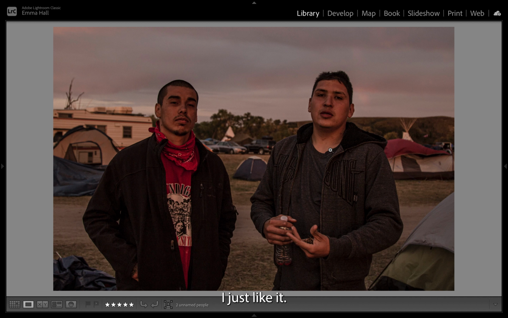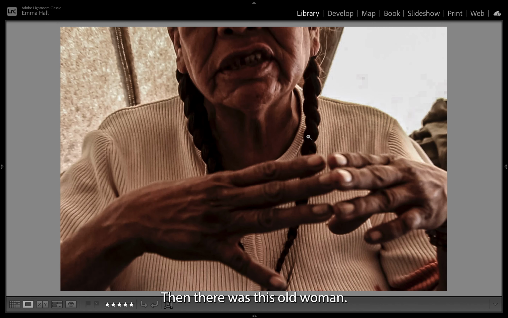I just like it. Then there was this old woman. She was super sweet, super nice, and she invited me into her teepee and told me a lot of information about Native American culture and the protests and her life. Very, very sweet woman. She made jewelry and stuff. I really like this photograph. I like her lip. I think you can see the teeth. I like the fingers. I just really like everything about it. I think it's kind of interesting. I like that it's a little bit out of focus, so, maybe.